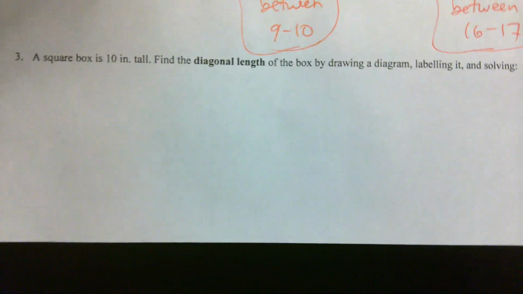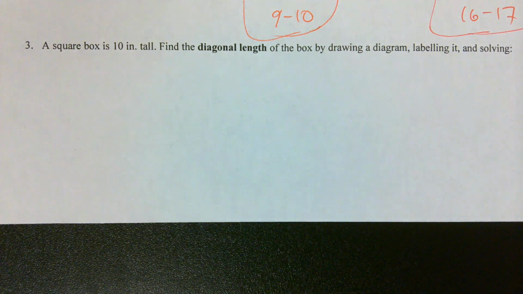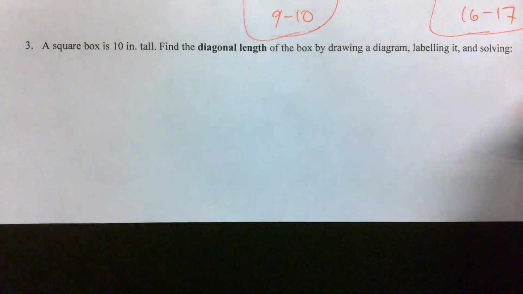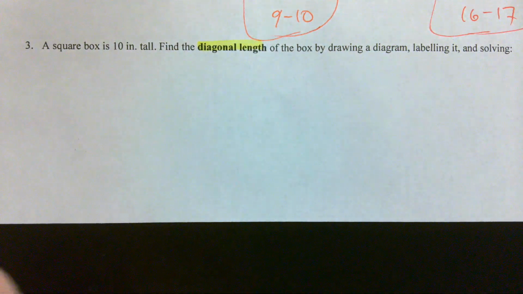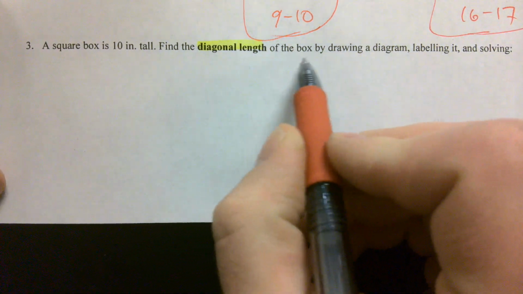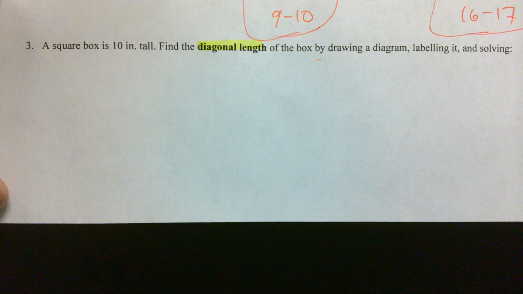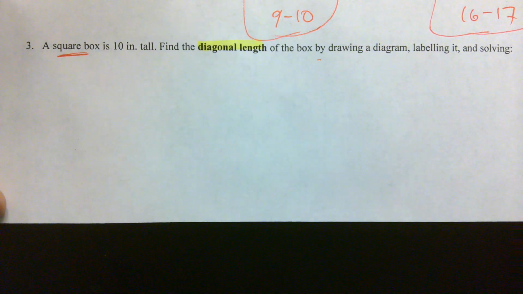This is from our most recent unit. A square box is 10 inches tall, find the diagonal length, that's going to be my C, of the box by drawing a diagram, labeling it, and solving. Well, the first thing we have to do is draw a diagram. That's easy because it's just a square box. I can draw a square.